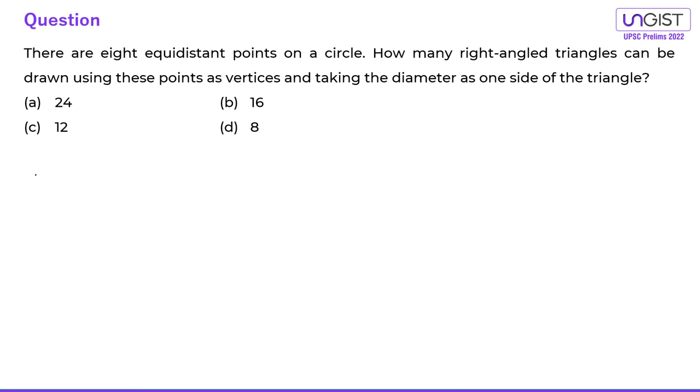Next question is, there are 8 equidistant points on the circle. How many right angled triangles can be drawn using 3 points as vertices and taking the diameter as one side of the triangle? Okay, fine. So everyone, here this is the circle and the points 1, 2, 3, 4, 5, 6, 7, 8. How many right angled triangles can be drawn using these points as vertices, taking the diameter as one side of the triangle? Okay, diameter, how many diameters are possible?